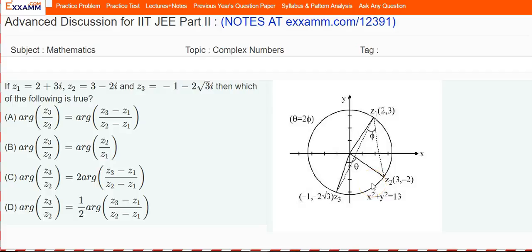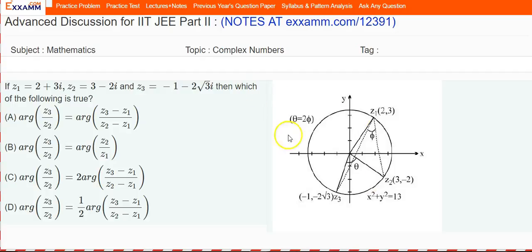Okay, now let us take a very beautiful question on the above concept. Here z1, z2, z3 are given, and we have been asked to find the relation between the arguments of z3 upon z2 and (z3 minus z1) divided by (z2 minus z1). Now where do we start?